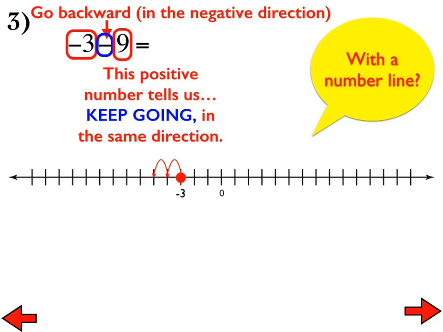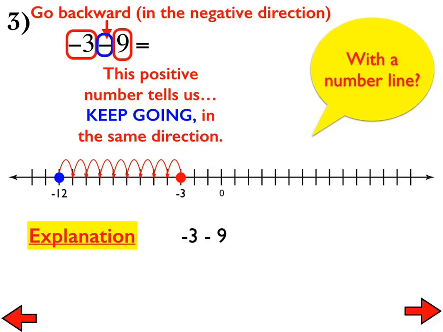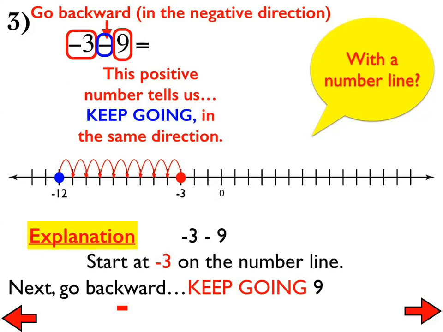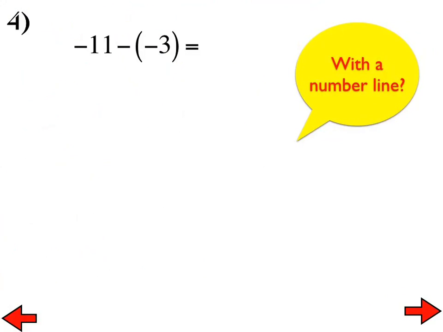So we go backwards 9 places, and that leaves us at negative 12. And so what that means is that negative 3 minus 9 is negative 12. We start at negative 3, we go backwards 9 places, and that leaves us at negative 12. All right, let's take a look at number 4.